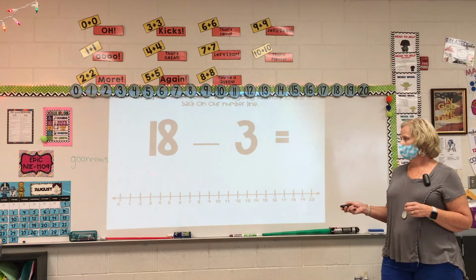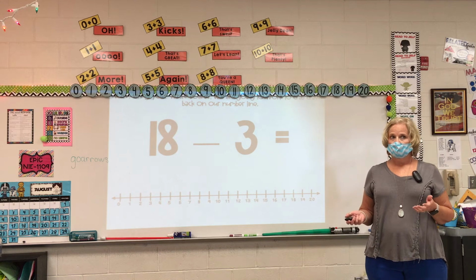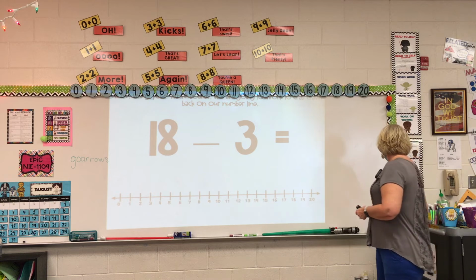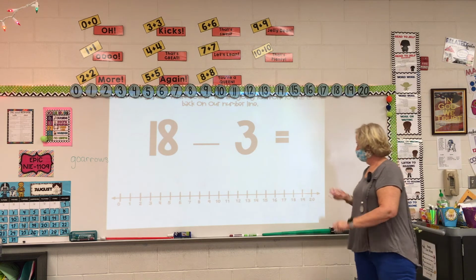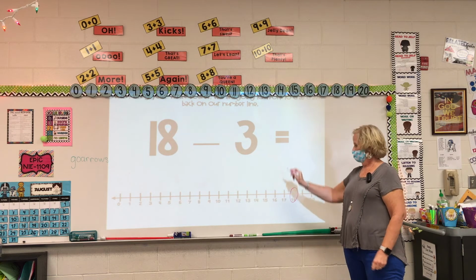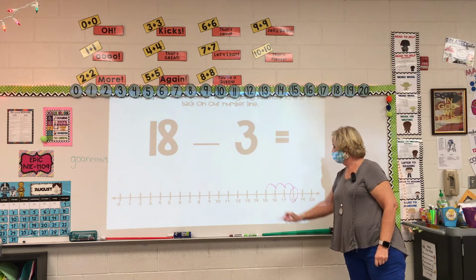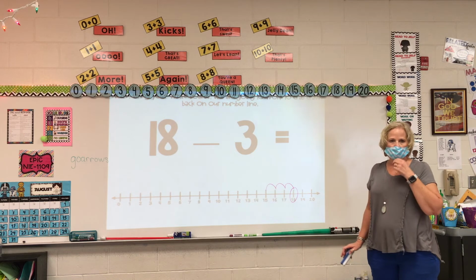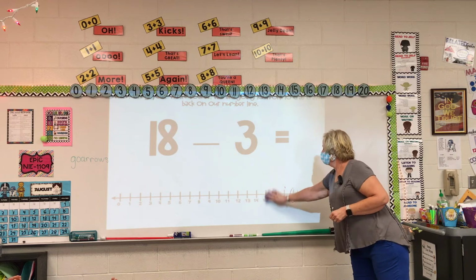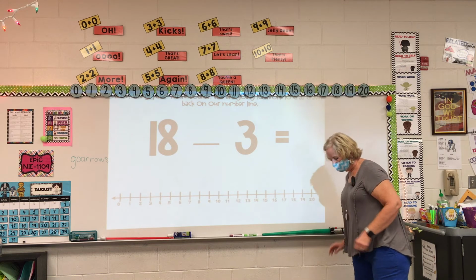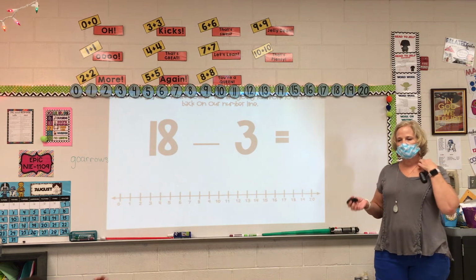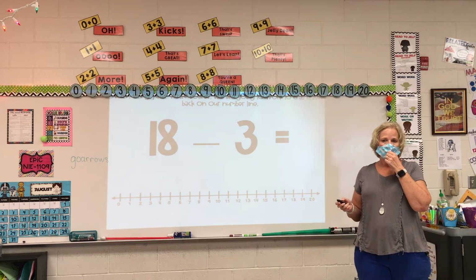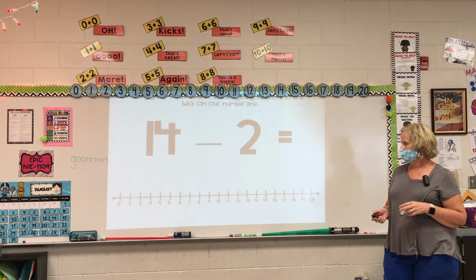Look at this one. Is this going to be harder because it's a bigger number? No. Not really. What am I going to do? 18 minus 3. What do I do? Go back 3. I'm going to find it on my number line. Here's my 18. And I'm going to go back. How many? 3. 1, 2, 3. What's my answer? 15. It's not harder just because the number's bigger. So 18 minus 3 equals 15. Just because your numbers get bigger doesn't mean it gets harder. It's the same as doing it with the smaller numbers, so don't get confused about that.